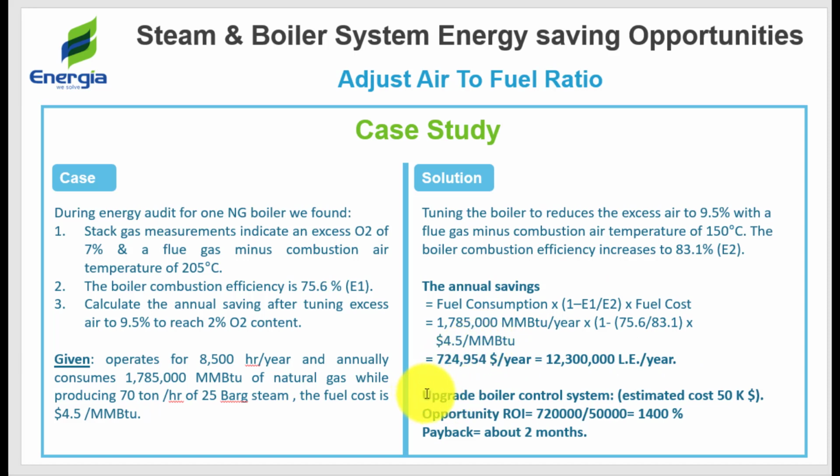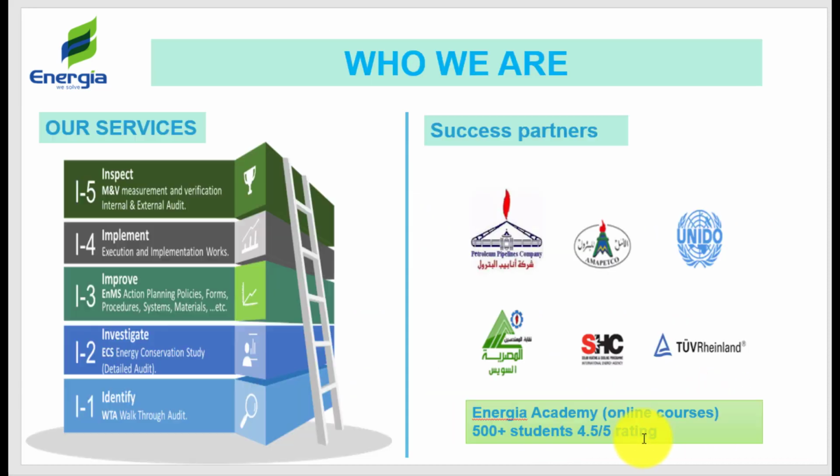But I think in order to sustain this kind of saving, we need to upgrade our boiler control system. So we estimated the cost of installing this automatic system, or upgrading the boiler control system, at $50K. So for this opportunity, if we are convincing our management, we are talking about a 1,400% ROI, which is very attractive. And the payback will be less than 2 months if you do the math and see how much you are repaying back of the cost.